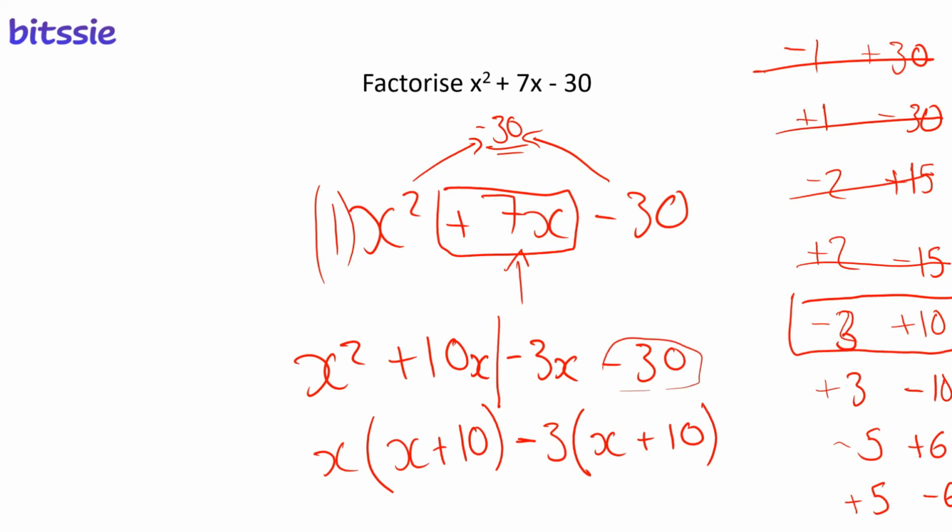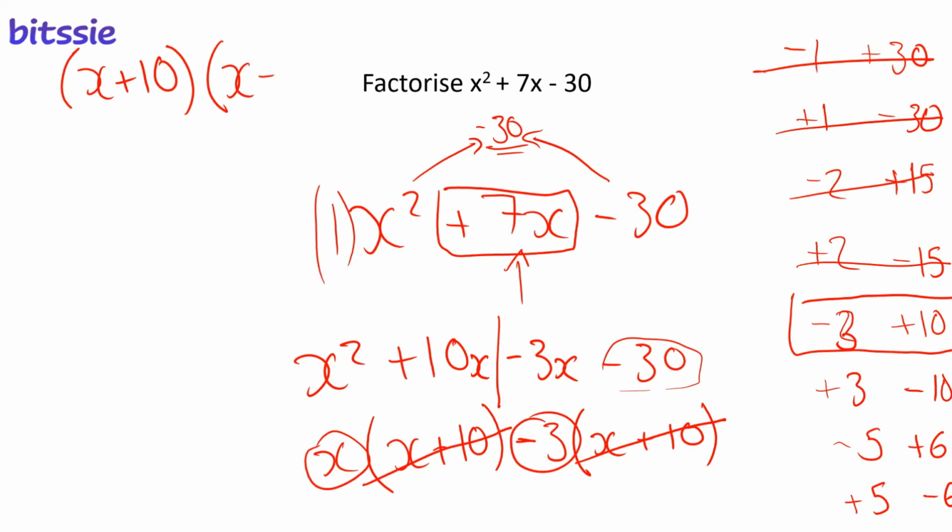So now that we've got this, what do we need to do? As you can notice, we've got x plus 10 inside brackets twice. So what we need to do is remove one of those and then write the other one up here, (x + 10), and then we remove that one as well, leaving us with an x and a minus 3. So we put that into the other bracket to give us (x - 3). So that's how we factorize the quadratic equation.